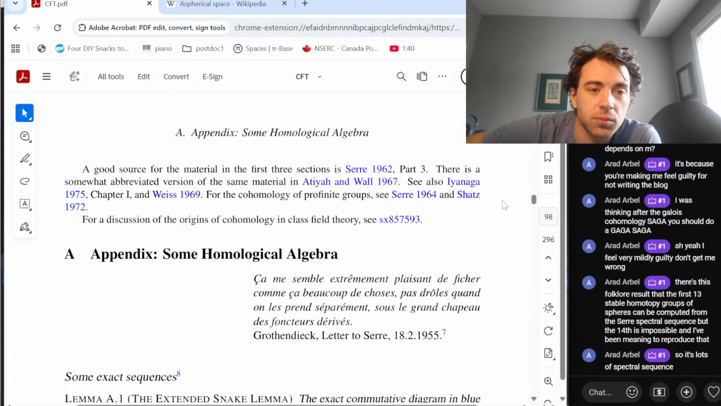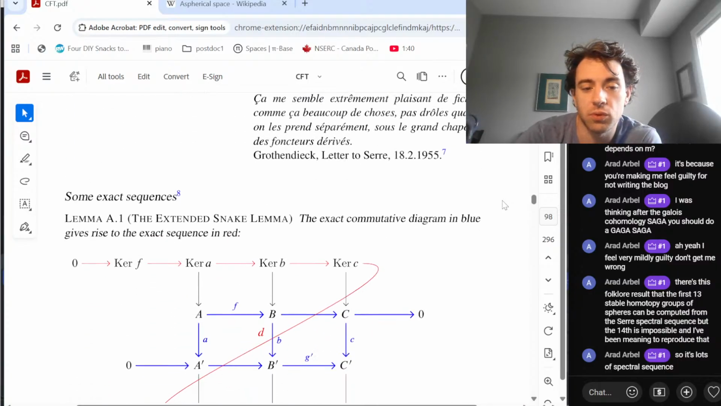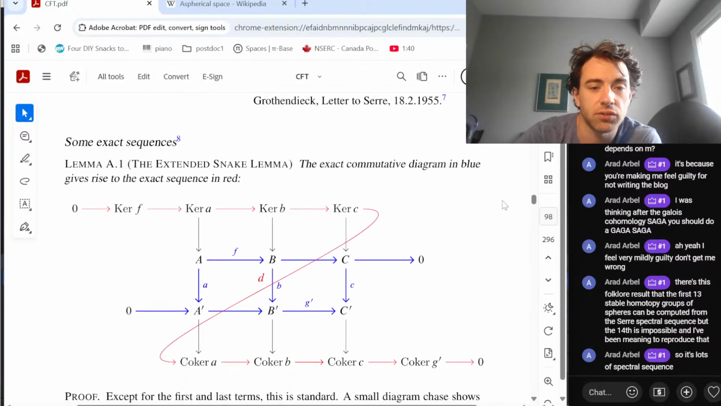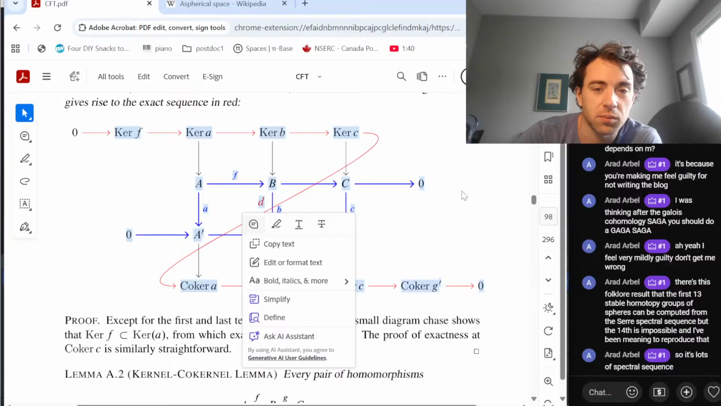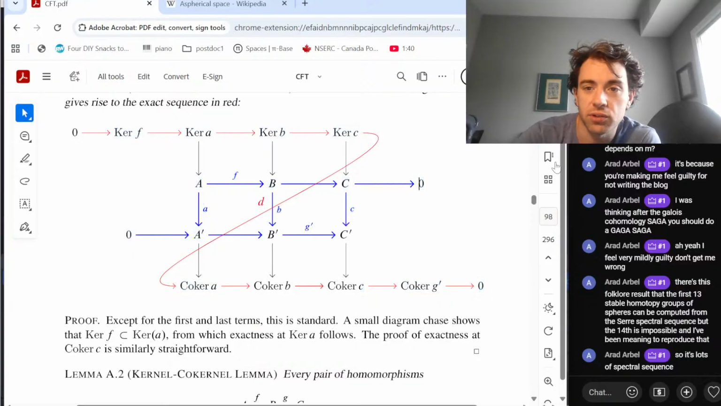A good source for the material in the first three sections was this, Atiyah-Wall, as Arad had suggested. Yeah. Okay. Well, that might do it for today, right? We're at about half an hour. Ooh, look at Milne coming out here with these nice colorful diagrams. That's nice.